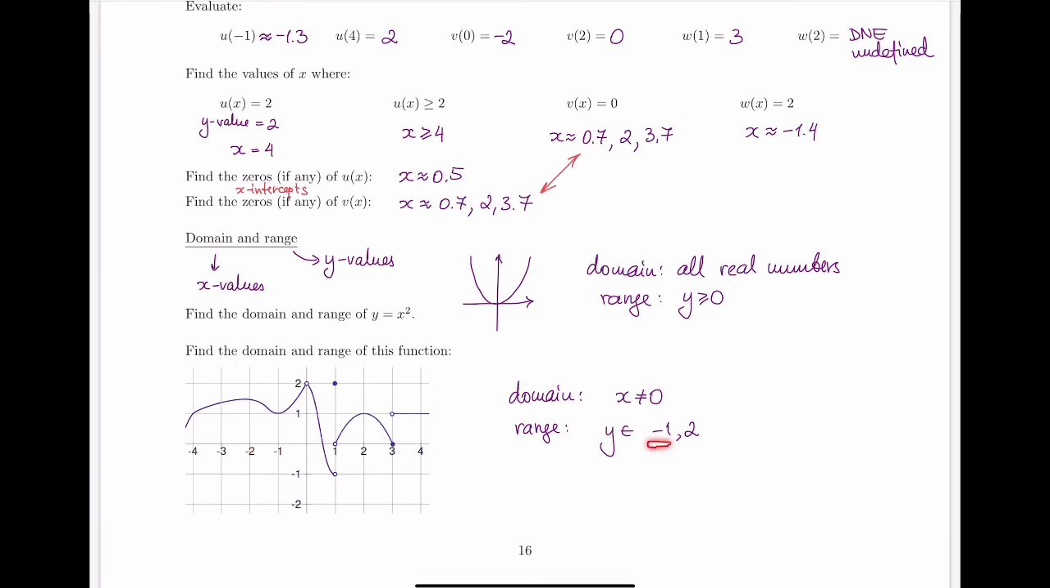And I just have to think hard about the endpoints. Is the -1 included? Is that a floor that I can land on? No, because this is a hole right there. So this will require a round bracket. And what about 2? Does my function exist at y equals 2? Well, yes, there is a point that is defined right there, so 2 will in fact be included here.